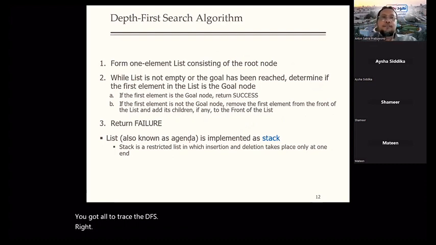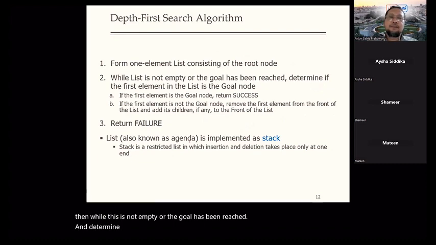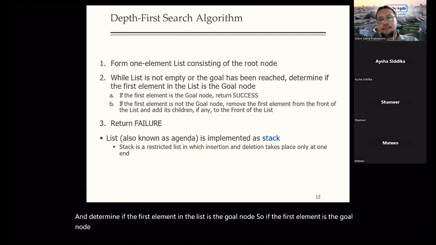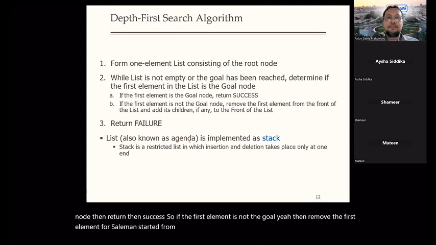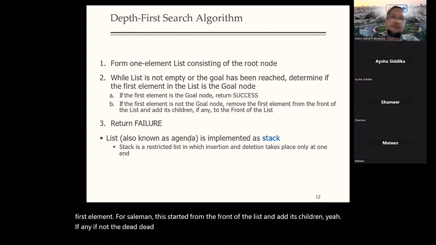So the DFS algorithm: start from a one-element list consisting of the root node, that is the one. Then while the list is not empty or the goal has not been reached, determine if the first element in the list is the goal node. If the first element is the goal node, then return success. If the first element is not the goal, then remove the first element, discard it from the front of the list, and add its children, if any, if not it is a dead end, to the front of the list.